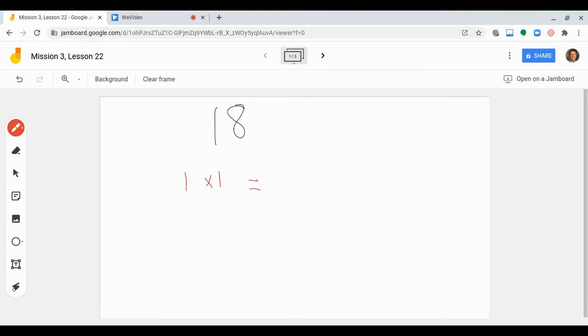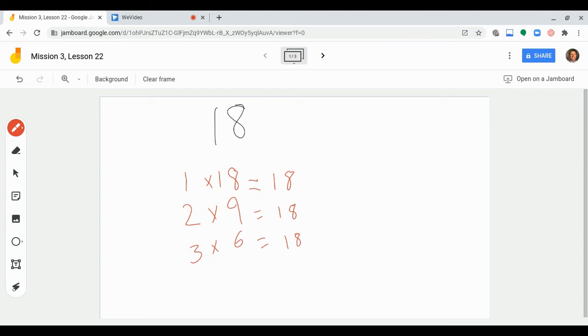I know starting off with every number I can do 1 times whatever the number is. 1 times 18 is 18. Now what? Well, I know I can do 2 times 9 equals 18. And then I can do 3 times 6 equals 18. And now I'm going to think, can I do any other numbers? Can I do 4 times the number to get 18? No, I can't do that.